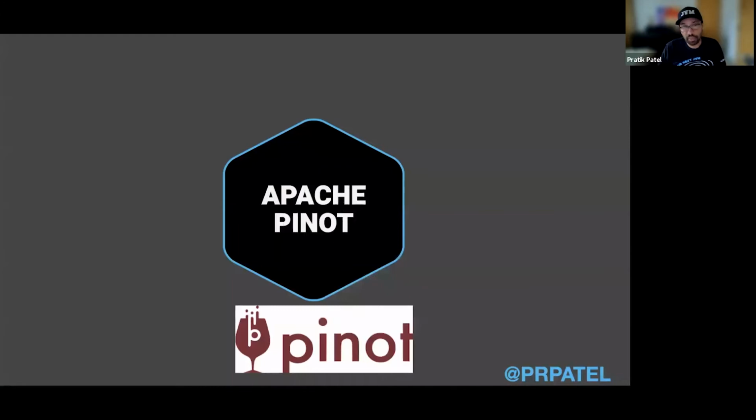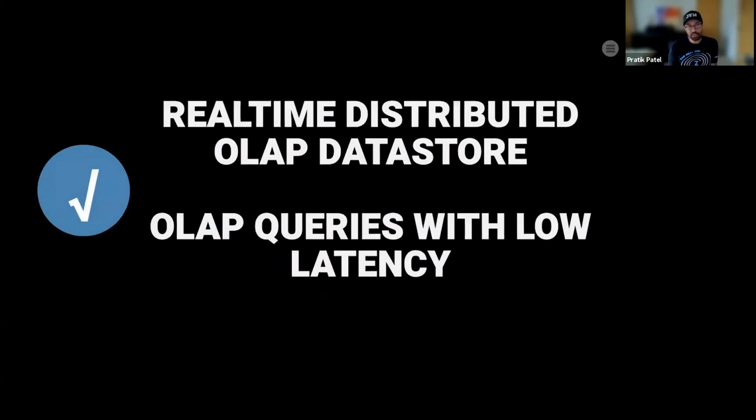Okay, so let's talk about the next one. This one you may not have heard of before. It's called Apache Pinot. And what Apache Pinot is, it's a real-time distributed OLAP data store. OLAP stands for Online Analytical Processing. And it allows you to do OLAP queries with low latency.